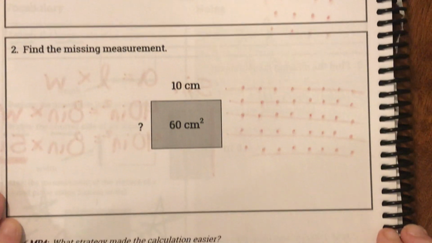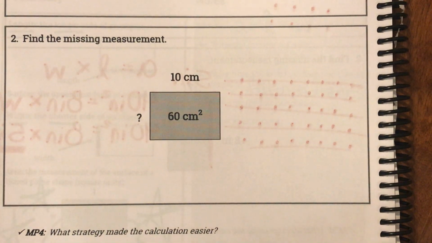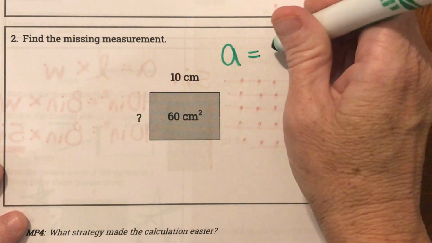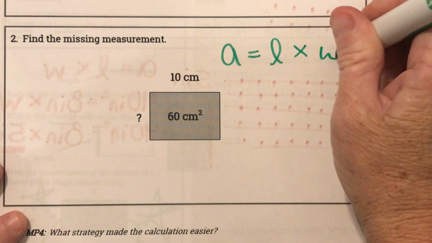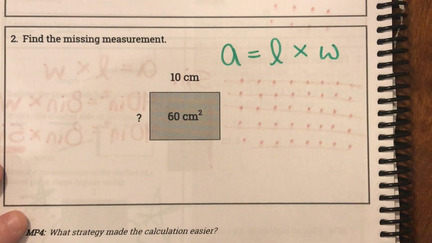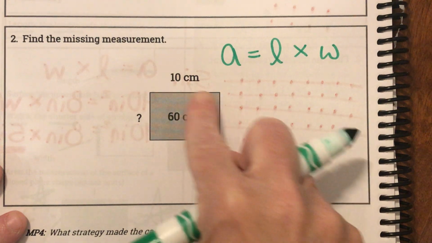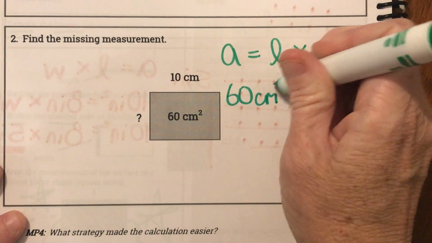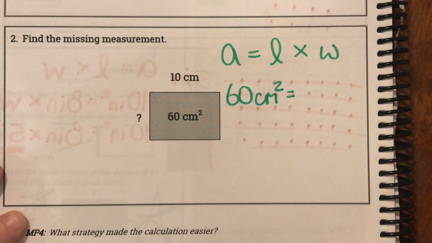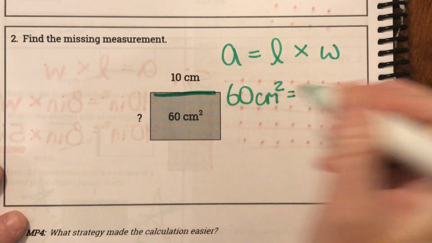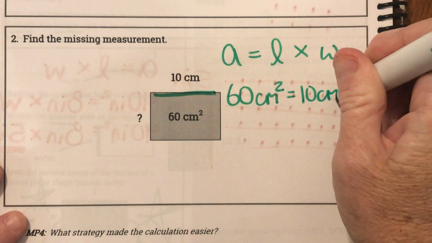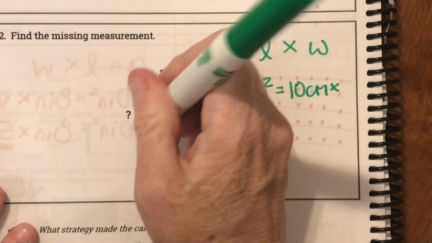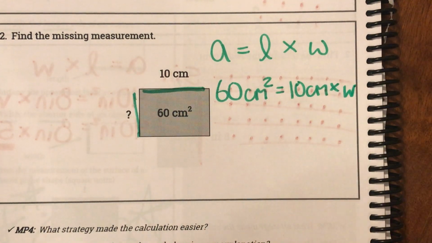Okay, let's try another one together. So let's always use our formula. Area equals length times width. Okay, this time I know the area. I know the inside number is 60 centimeters squared, equals my long length, which is 10 centimeters. Whoops, I'm running out of room. And my short width, I don't know. I don't know my width.